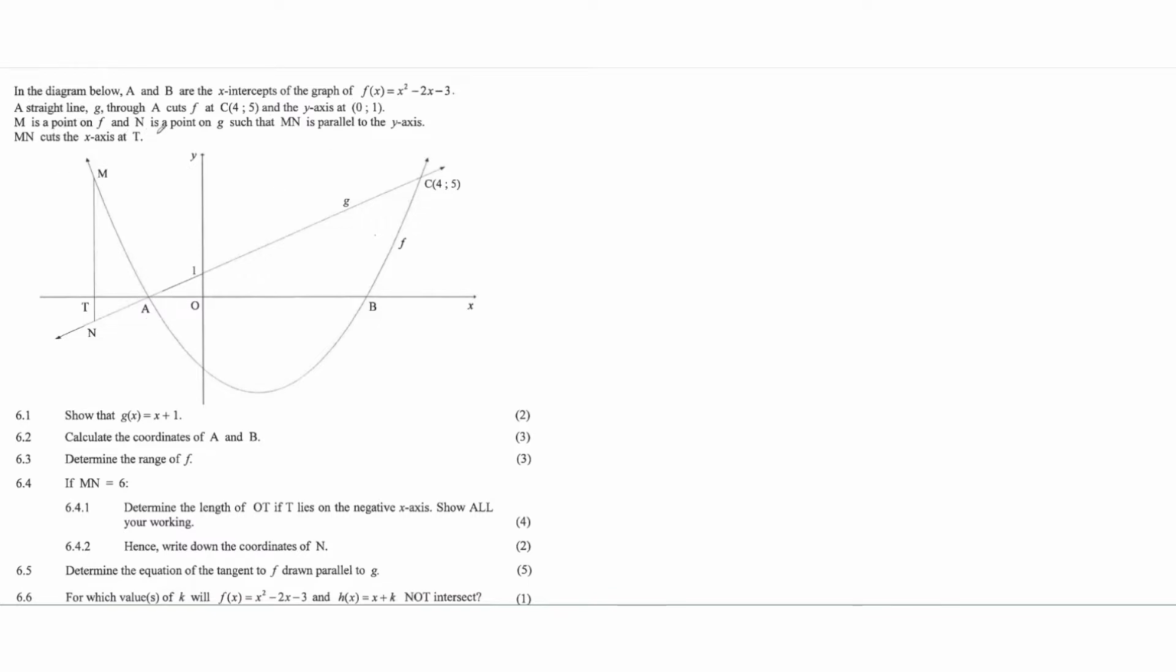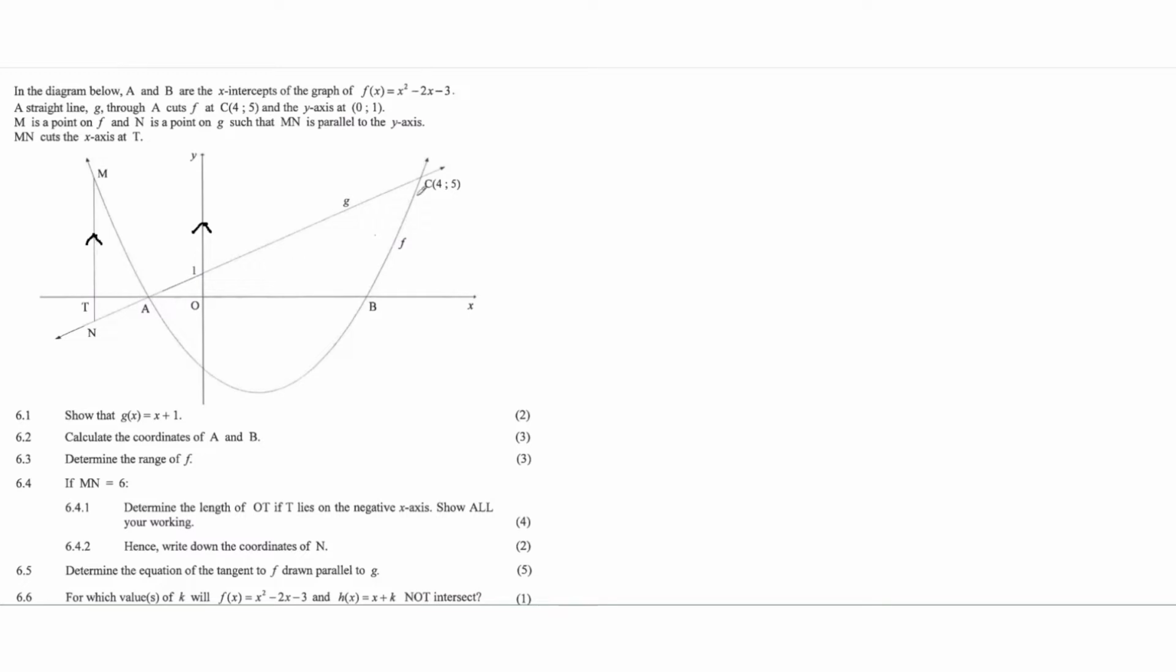M is a point on F, and N is a point on G, such that MN is parallel to the x-axis. Sorry, MN is parallel to the y-axis. So this line here is parallel to our y-axis. MN cuts the x-axis at T. 6.1, we're asked to show that g of x is equal to x plus 1.